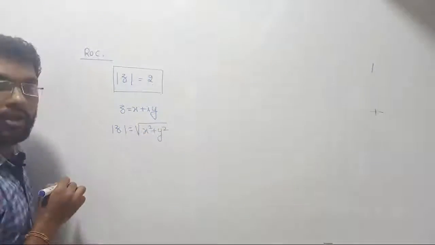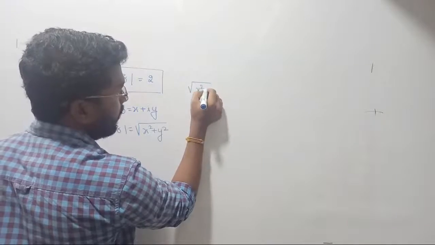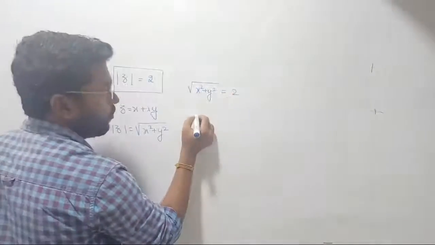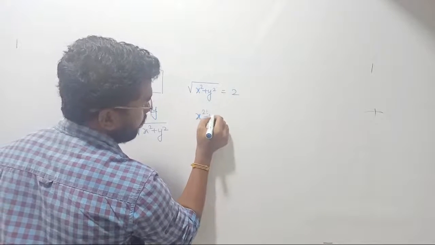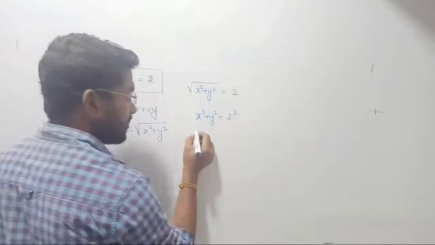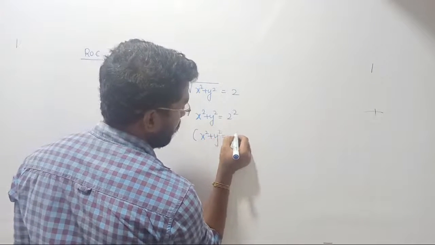Do you all agree with me? Yes. If I substitute this variable here, this value here, it will become x square plus y square equal to 2. If I take square on both sides, it will become x square plus y square equal to 2 square. Any mistake? Now just tell me, what is the difference between this one and this one? x square plus y square equal to r square.